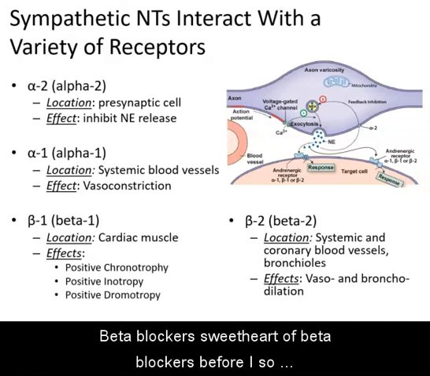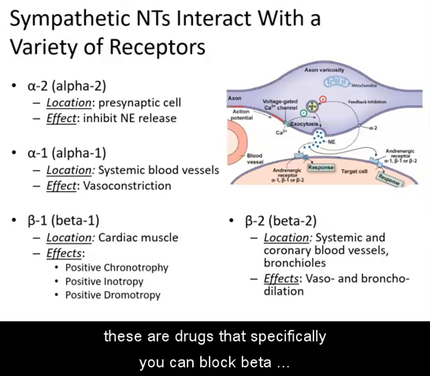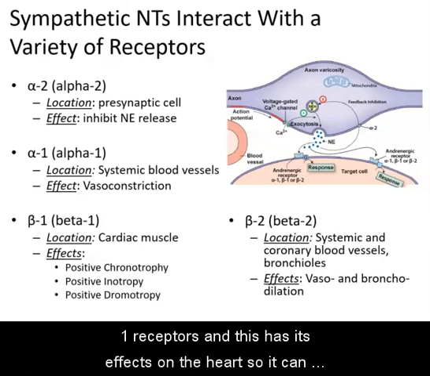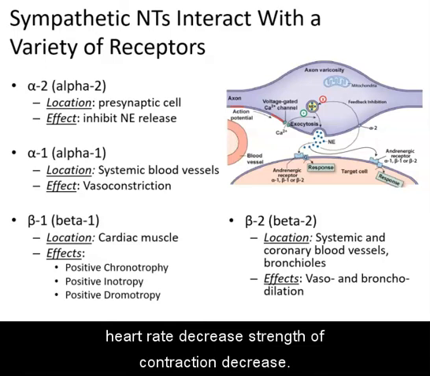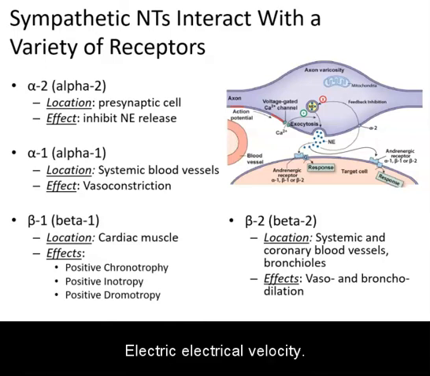Beta blockers. We've heard of beta blockers before. So these are drugs that specifically can block beta-1 receptors. And this has its effects on the heart. So it can decrease all the things that we talked about. Decrease heart rate, decrease strength of contraction, decrease electrical velocity within the heart, or conduction within the heart.